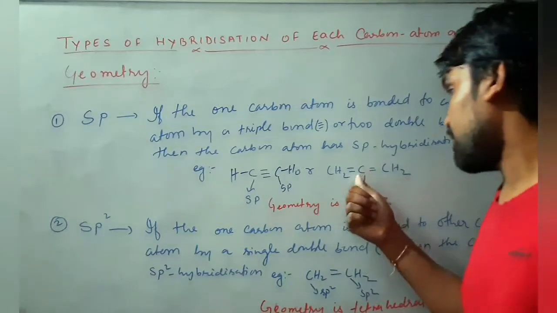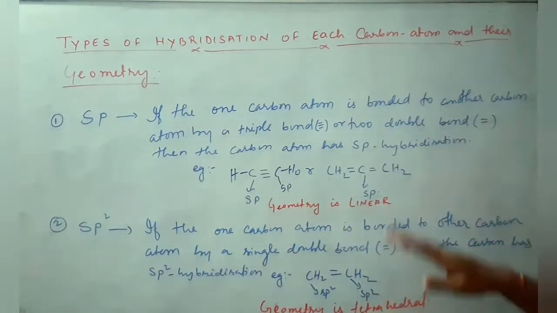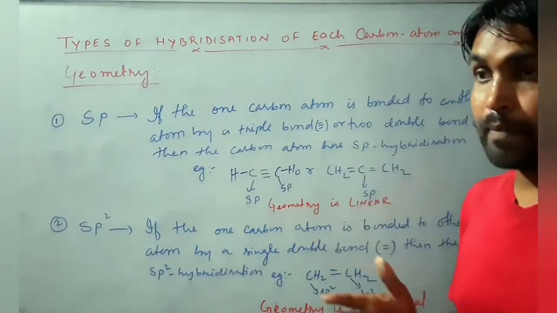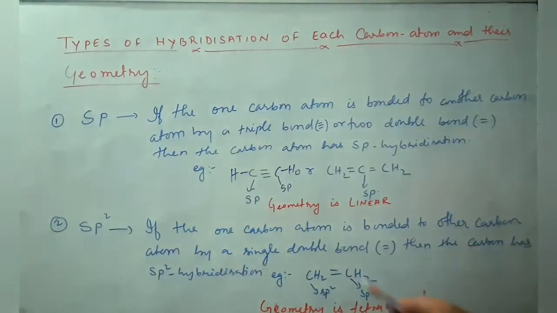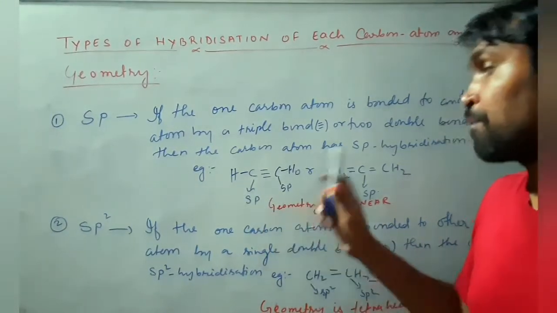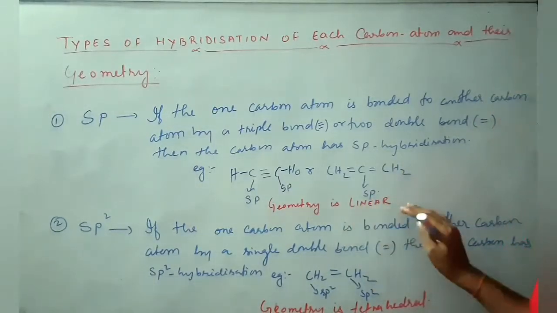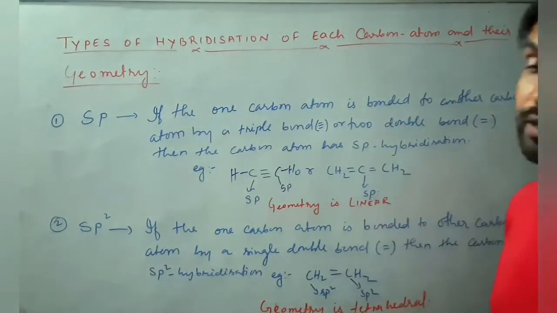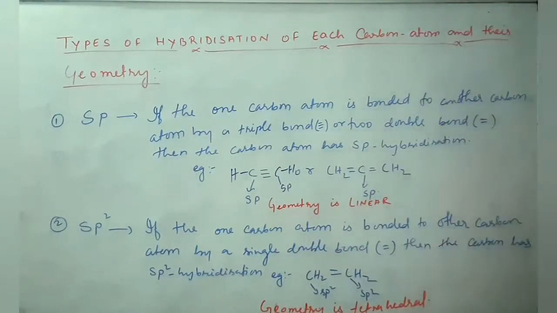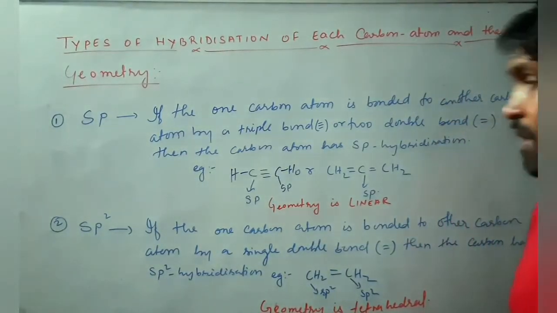I hope, dear students, you have understood. And what will be the geometry, what will be the shape of this particular compound? If the hybridization is sp, the geometry of the compound will be linear. They will have a linear structure, linear shape. Got it? Okay. Fine.